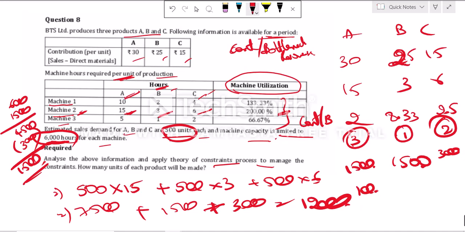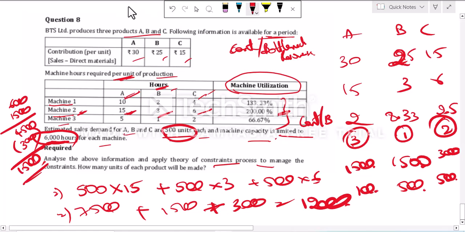Here, for B, 1500 divided by 3, 500 units can be produced, and in C, 3000 by 6 means 500 units, so they can also be produced. Okay, this is the final answer. Next.